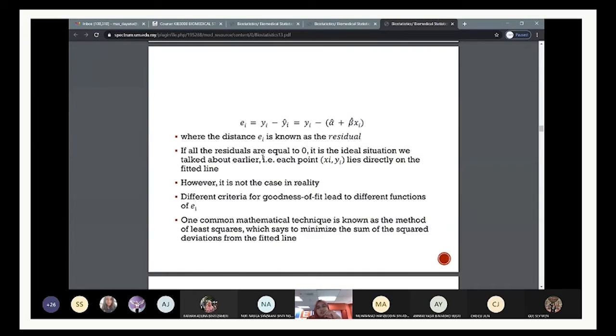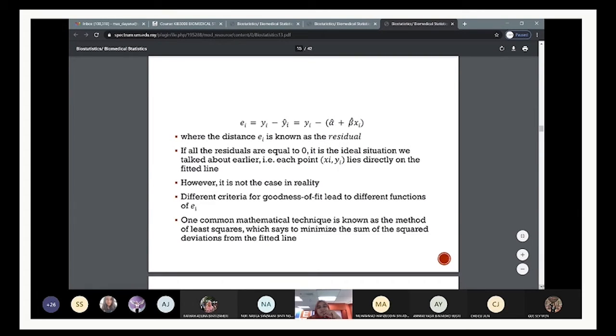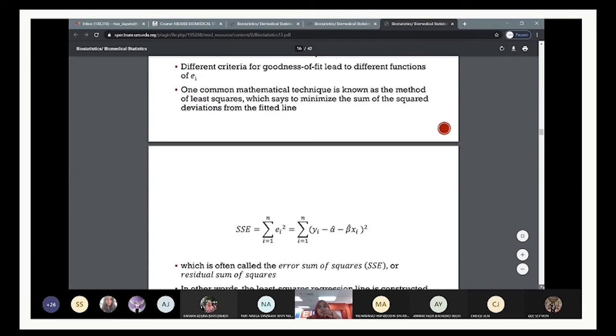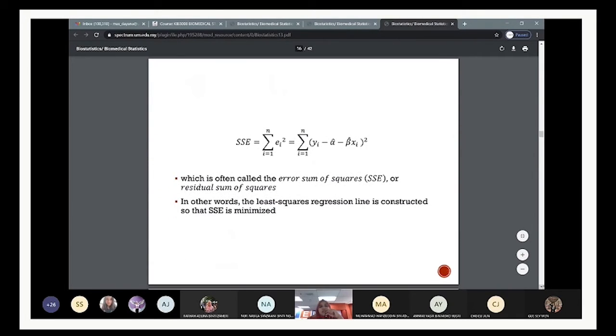We call the error the residual. If all the residuals are equal to 0, it is the ideal situation we talked about earlier, where all the points lie directly on the fitted line. However, that is not the case in reality. Different criteria of goodness of fit lead to different functions of error. One method is the sum of squared error, or the residual sum of squares. We want to minimize the summation of this error.